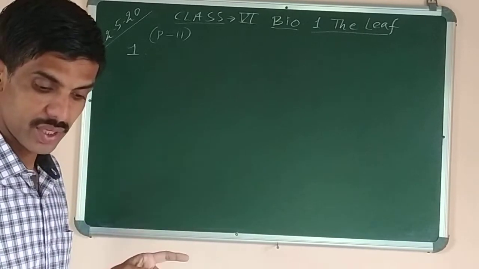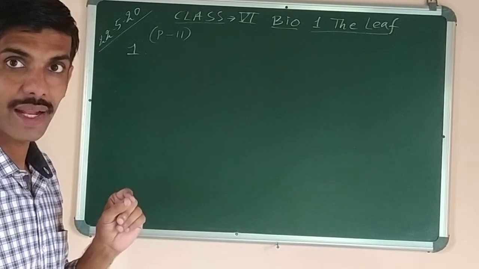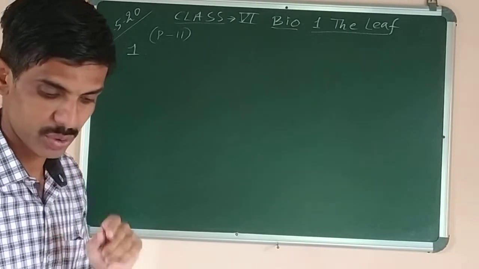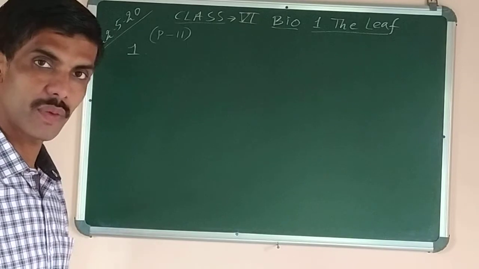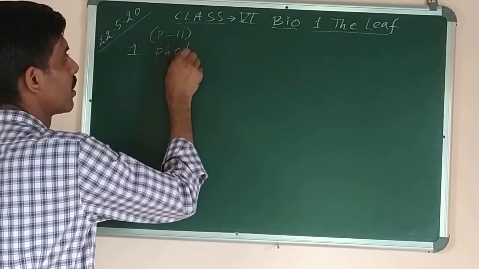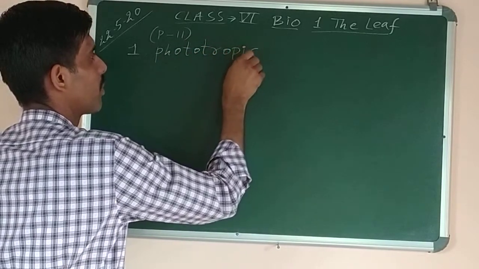You have to correct the false statement by changing the underlined words. Certain words are underlined which are wrong. Like the first question was, roots are positively phototropic. So I will write the answer. Phototropic was underlined. Phototropic, this word was underlined.